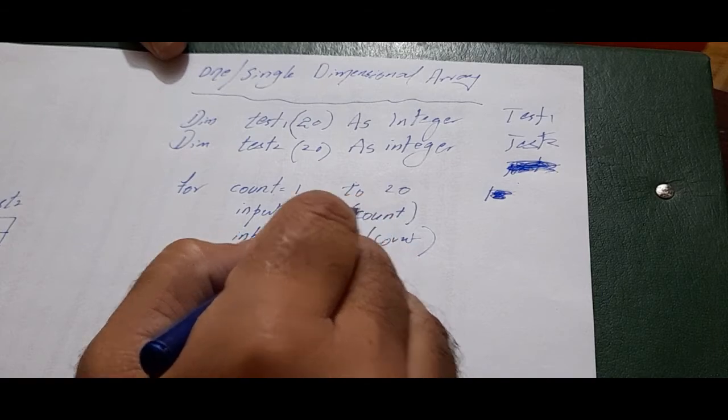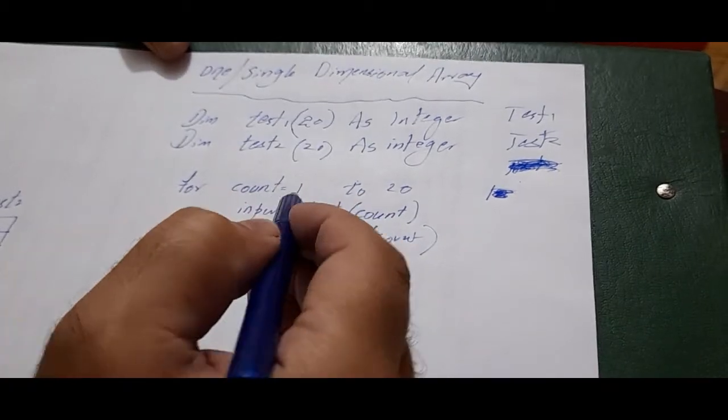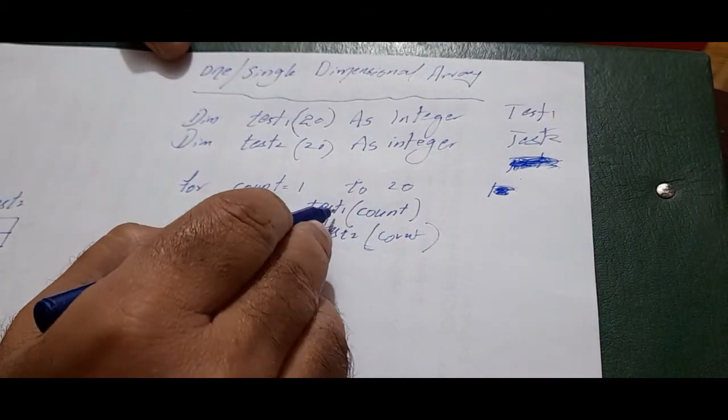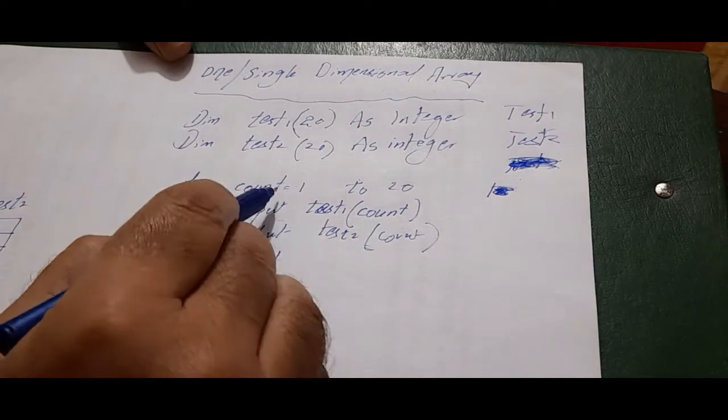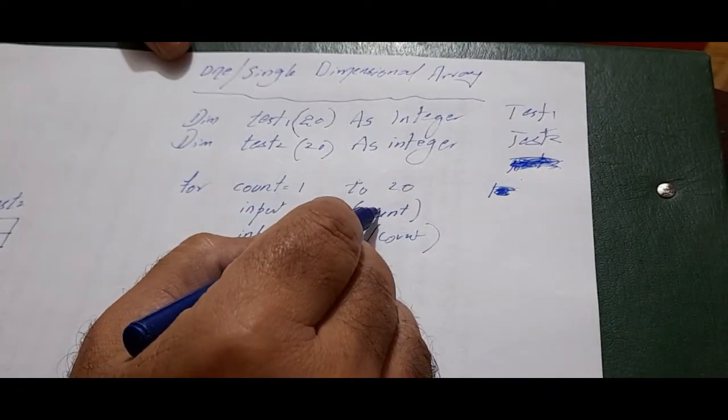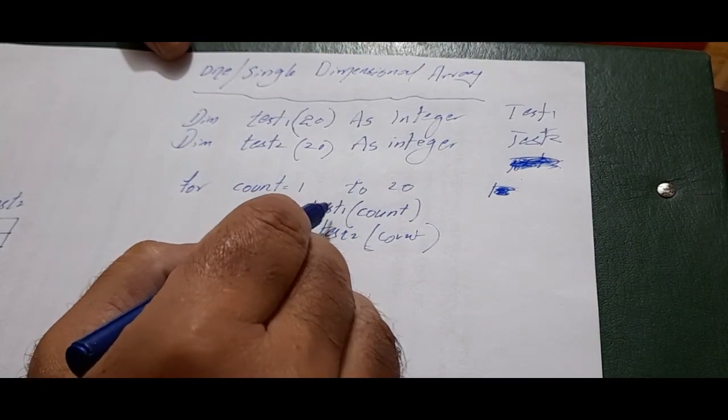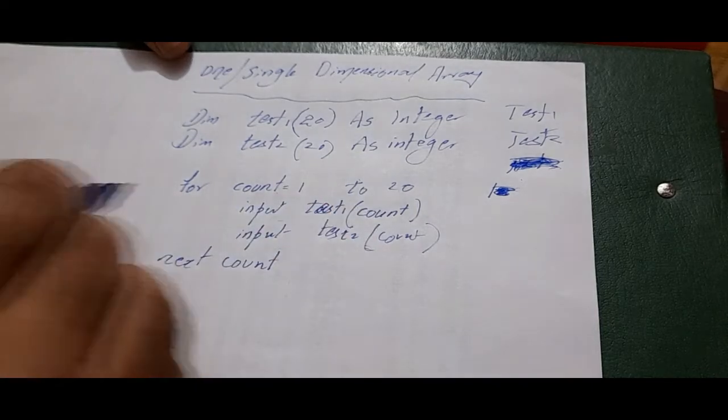When you type in the number, for example, the first student is getting 60 marks in test 1, that 60 will be stored into location 1 of test 1. Why? Because when the loop runs, the count starts from 1. So 1 will be put here. So whatever number we are typing will go into test 1's first location.